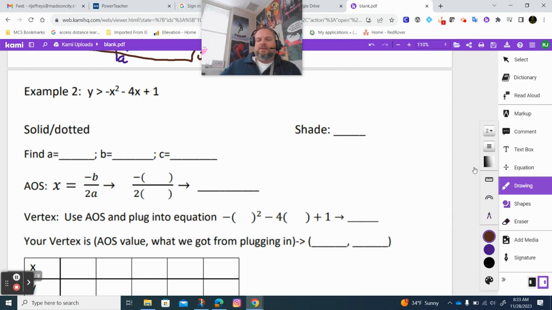All right. Number two. Giggle, giggle. All right. Number two, is this going to be solid or dotted? Dotted, because there's not a line underneath it. Which way are we going to shade, up or down? All right. What is A? Is it just one? It's -1. Okay. What is our B? -4. And our C is 1.